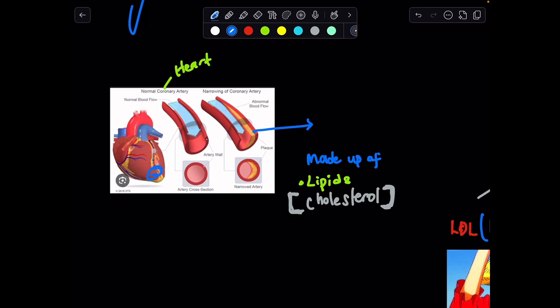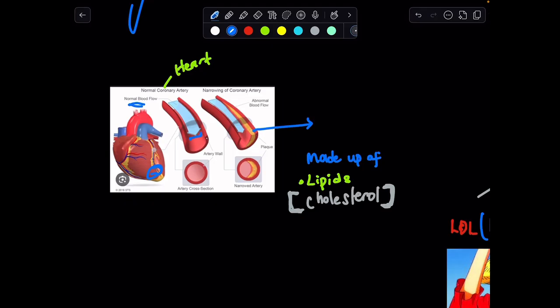So as we can see right here, this is the normal artery. And what we can observe is that this is the blood flow. There's a large amount in comparison to an artery that was narrowed. The blood flow is less. Why? Because there's less space for blood to come through, as we can see here.